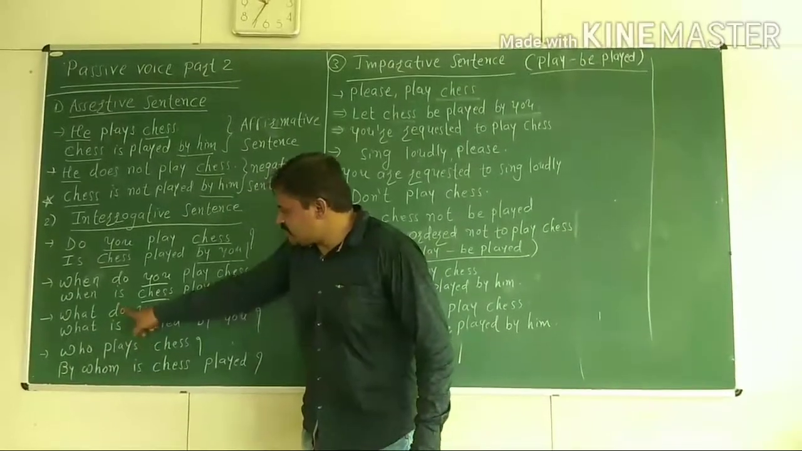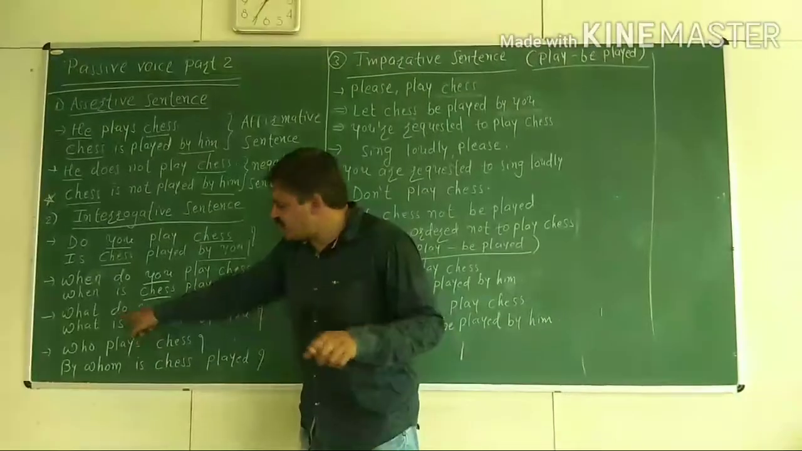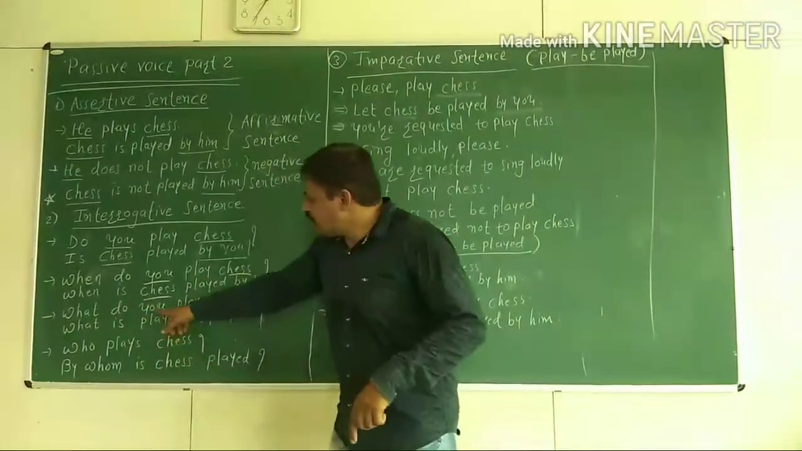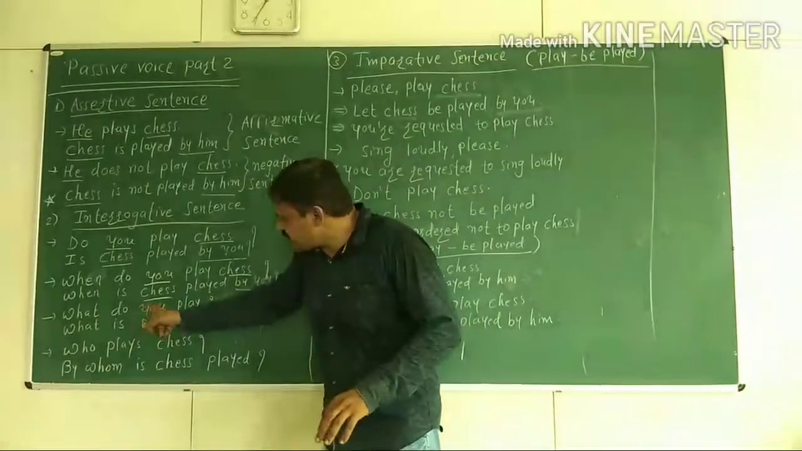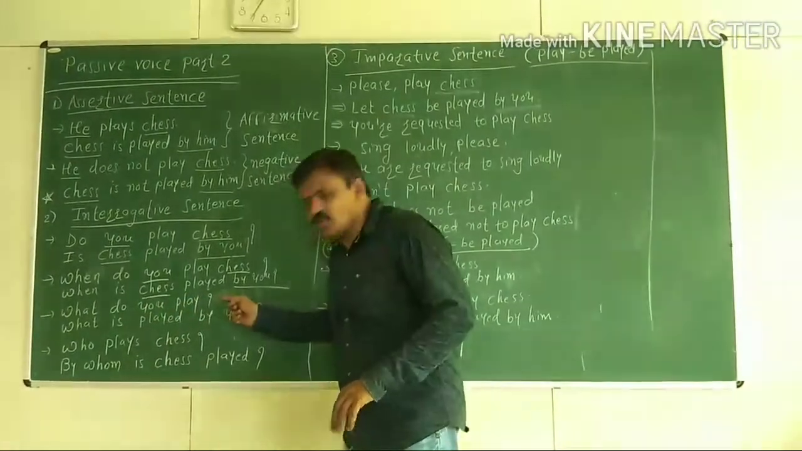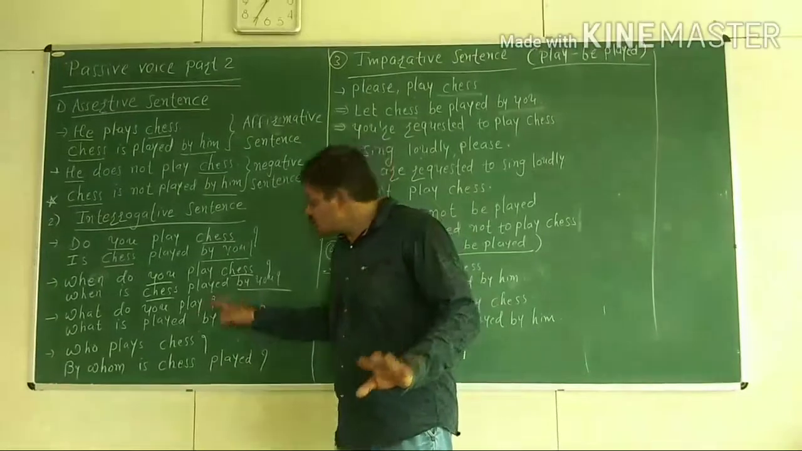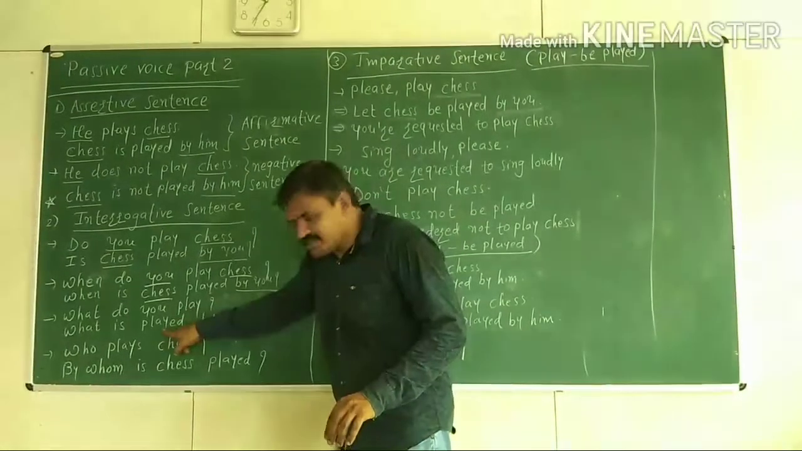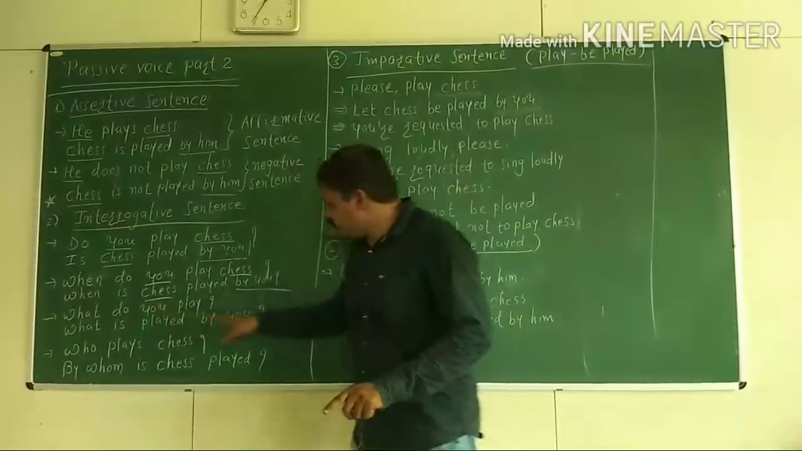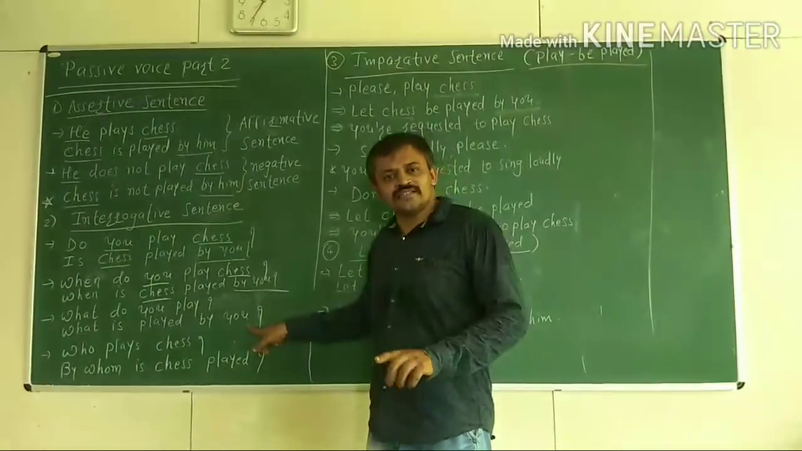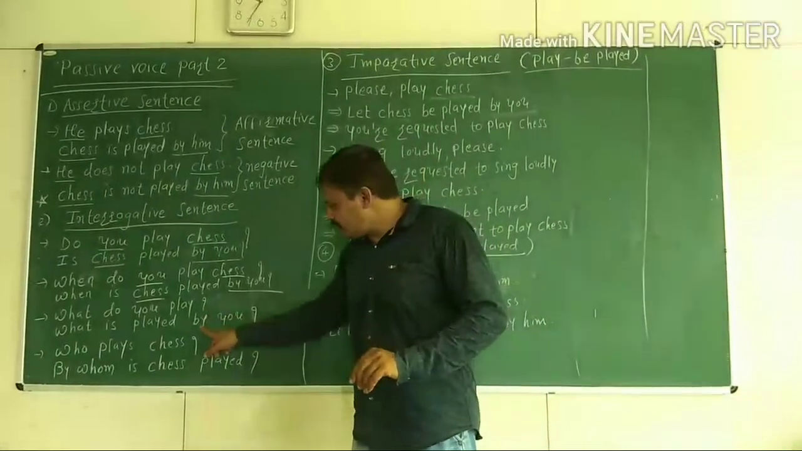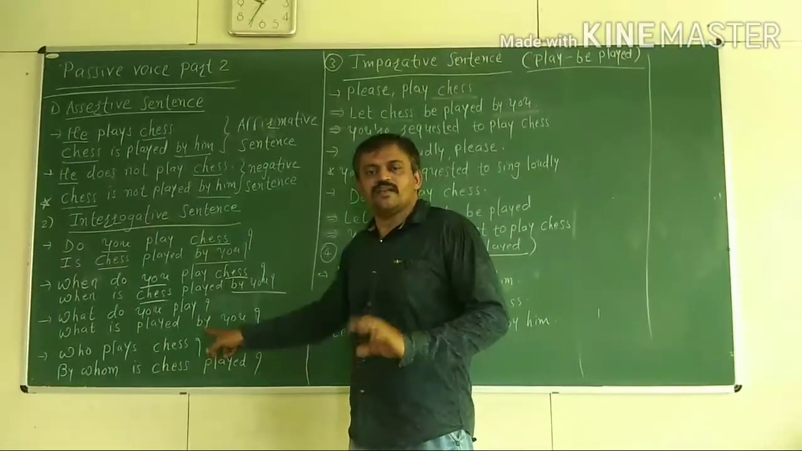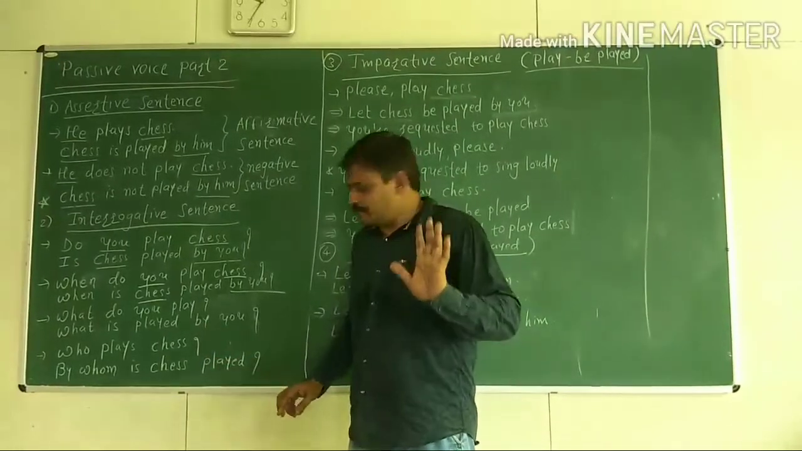Is is placed in place of do. Now we will not write anything instead of you. Why? Because here there is no object. So we will write the V3 of play instead of play, and you will be written here at the last in the place of object followed by a preposition. I think you have got that.